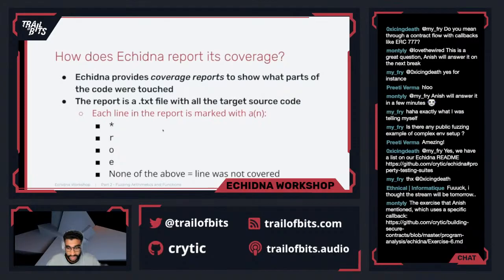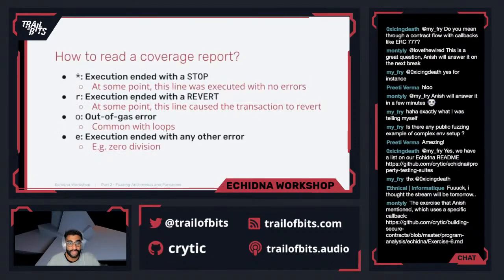Okay, so what do the other 4 symbols mean? A star means that at some point this line was executed with no errors. What that means is, again, Echidna is running 50,000 times. So let's say on iteration number 1, you ran a line and that line ran successfully and did not revert. The execution ended with a stop, and that line worked out perfectly. There were no reverts. Similarly, R means the execution ended with a revert. So let's say on iteration number 2 in the 50,000, Echidna runs the same line or a different line, and that caused the transaction to revert. That line will be marked with an R.